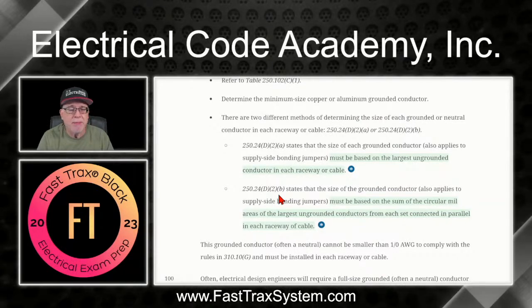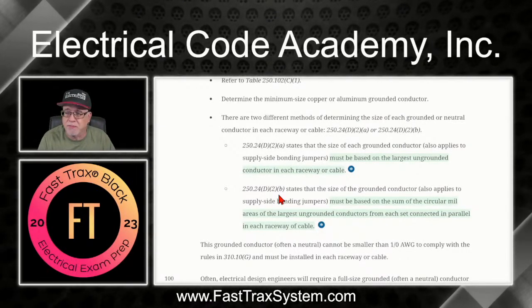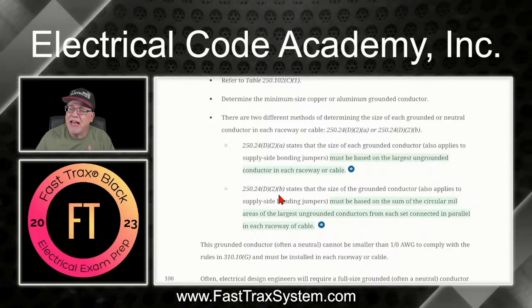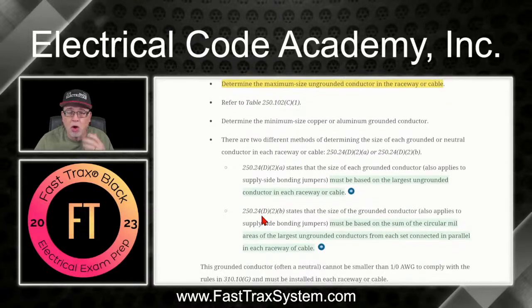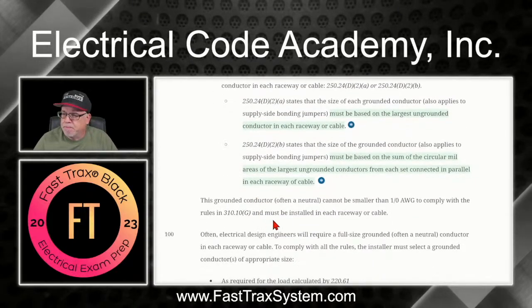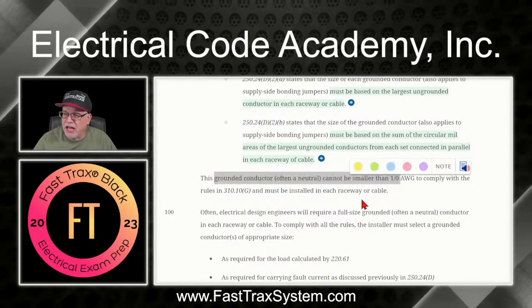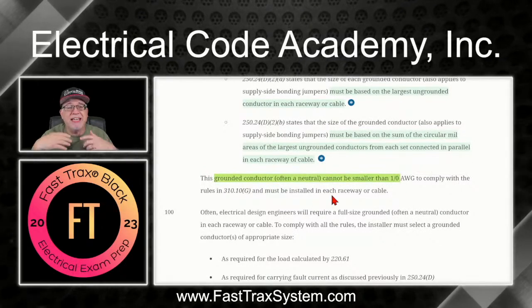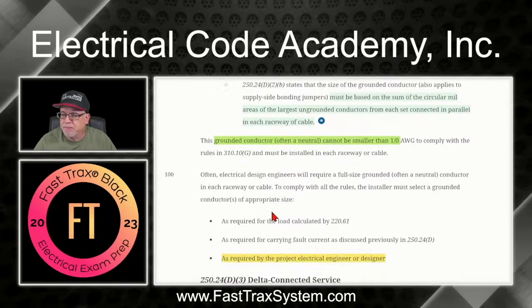That's why, people ask me all the time, well, why do we get so involved in code changes? Because we make things better. And this is broken out to make it clearer, okay? And that's the whole goal, okay? Now, remember again, the grounded conductor, often a neutral, cannot be smaller than 1/0, and we all just did that, and you get it, okay? So ultimately, that's how we had to verify.